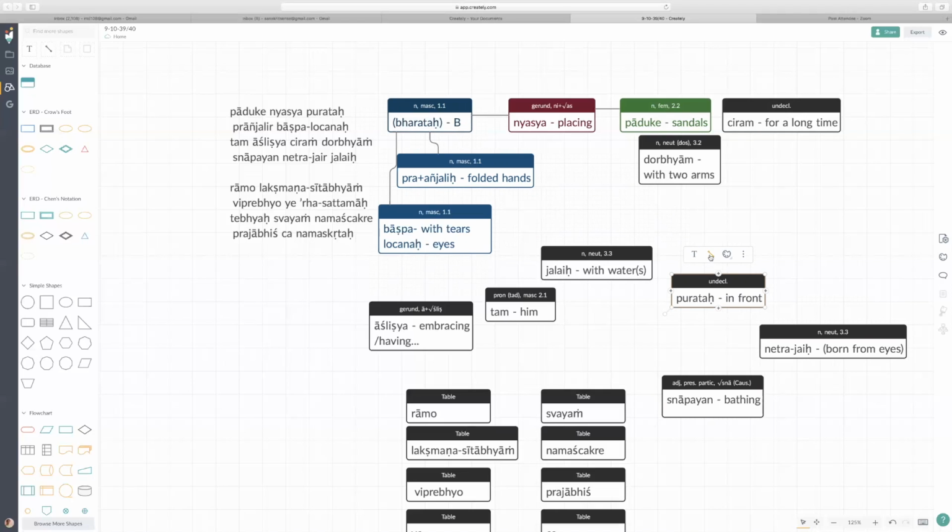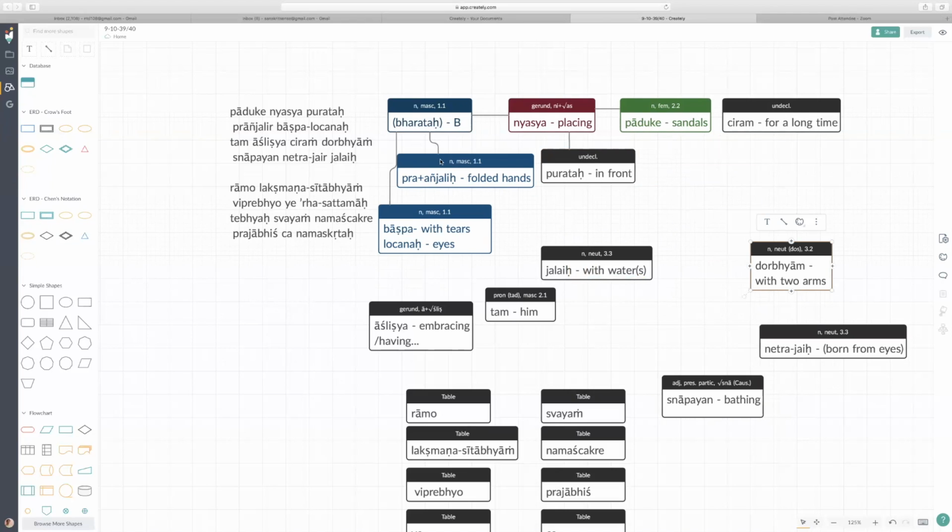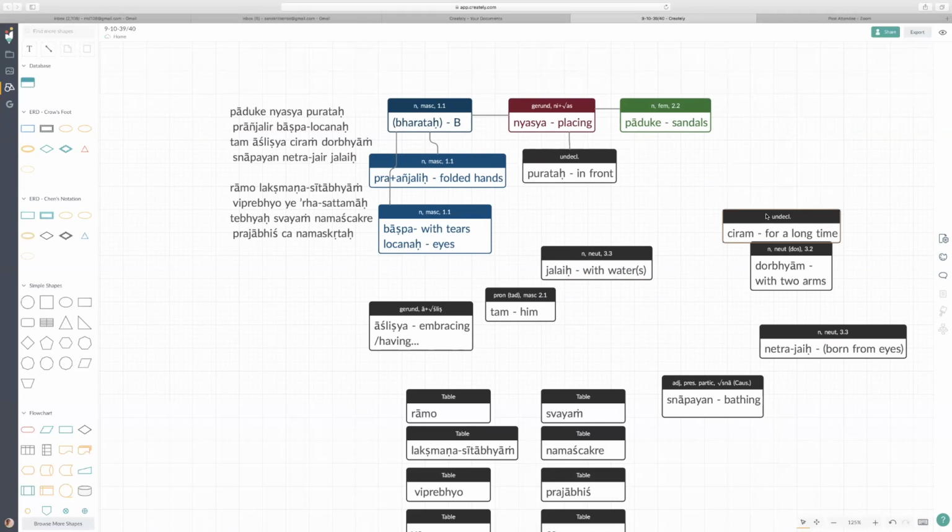He placed the paduka in front. Placing, yes. Adverbs also always go to the verb. Placing how, in which manner? In front, describing the kriya. Then, tamaslishya chiram dorbhyam snapaya nitra jalaihi.